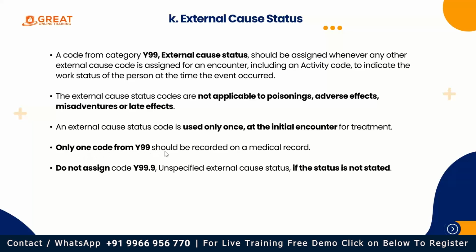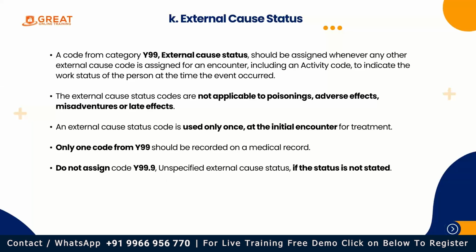Only one code from category Y99 should be recorded in the medical record. Do not assign Y99.9, unspecified external cause status, if the status is not stated. So all these three guidelines are the same as previous, as we saw for activity code and place of occurrence code. All three types of code we have to use only once at the initial encounter, plus only one code from that particular category we have to use to record it in the medical record. Plus, if it is mentioned in the report, we have to code that. We don't need to use an unspecified code for it.